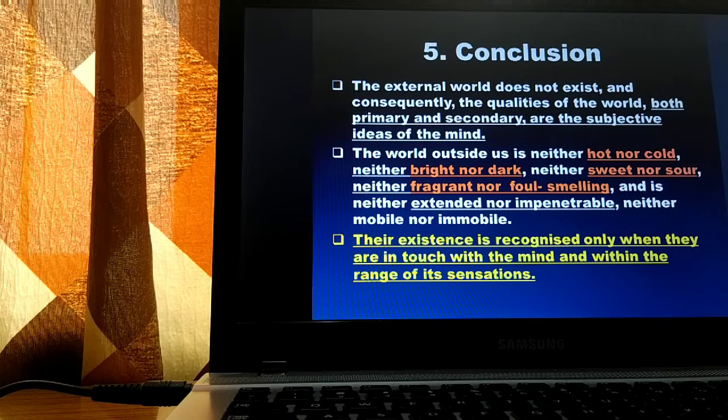Say, the outside world, let us see, hot or cold, bright or dark, sweet or sour, fragrant or foul smelling. We can see these differences. But we can recognize their difference only when we have the sensation, only when we have the perception of these things. But the outside world is neither hot nor cold, neither bright nor dark, neither sweet nor sour, neither fragrant nor foul smelling. Only when we smell the thing, we know that this is fragrant or foul smelling. Only when we taste the object, we know that it is sweet or sour.